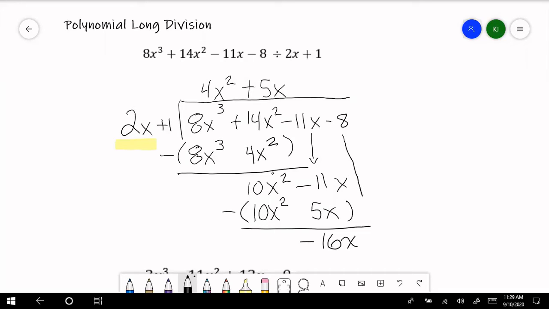And I'm going to now bring down the last piece, the minus 8. What do I need to multiply 2x by to get negative 16x? 8 will get me 16, so it's going to be negative 8 because I want negative 16. So I multiply it by both things: negative 16x, and negative 8 times 1 is negative 8.